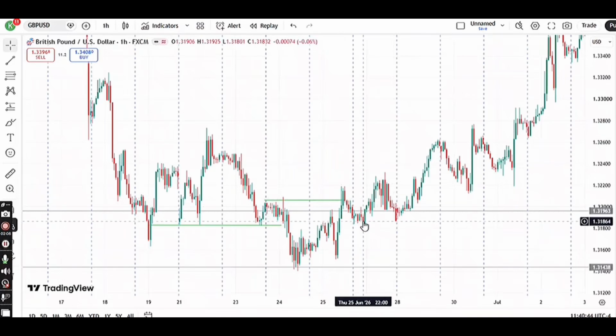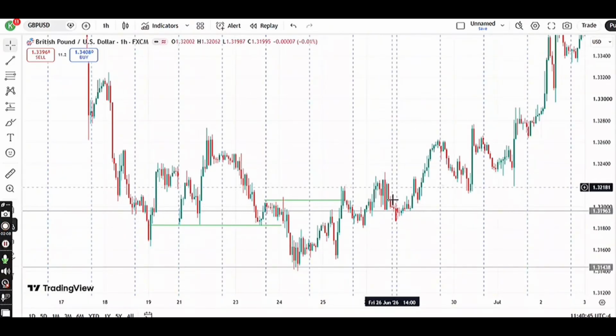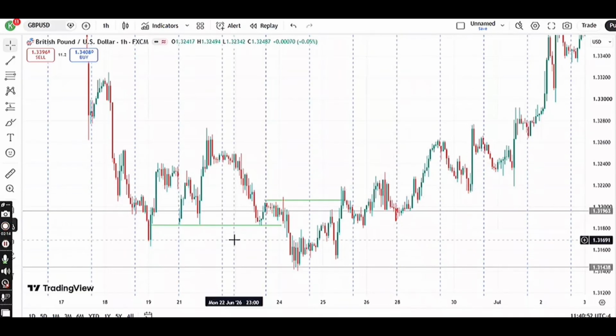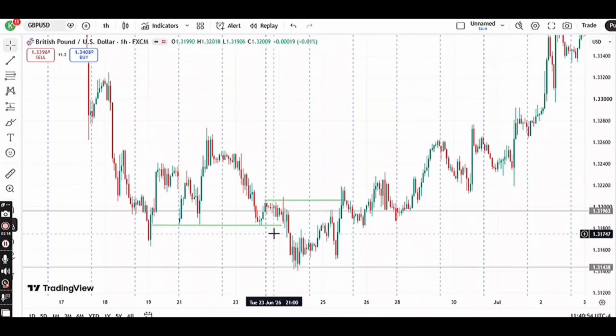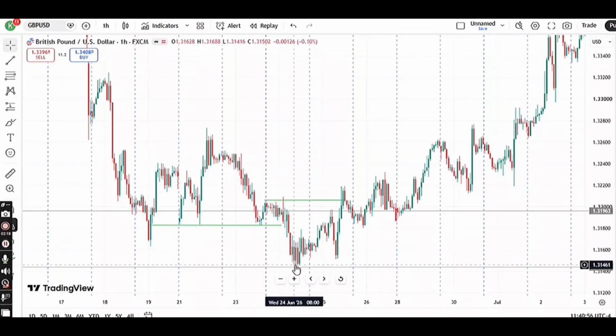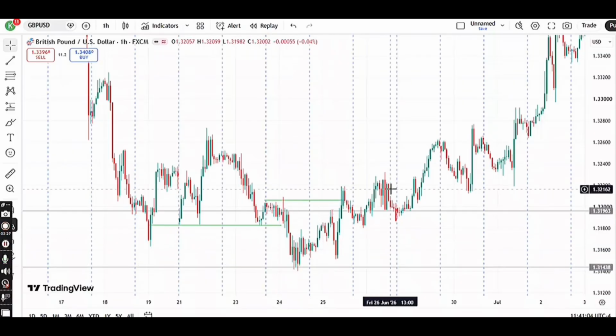You would have entered it here, or you would have entered it here, or you would have entered it at this particular point. So this sweeping of liquidity and touching down into this particular order block have already showed you that the market is ready to reverse.